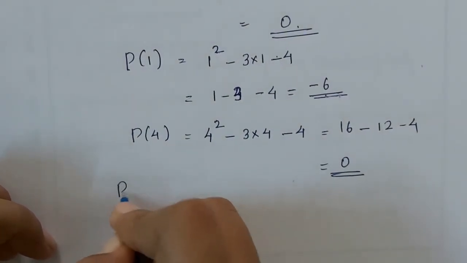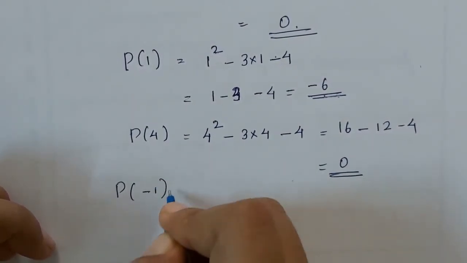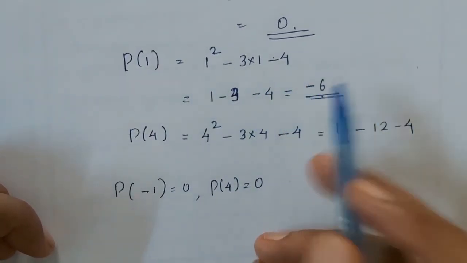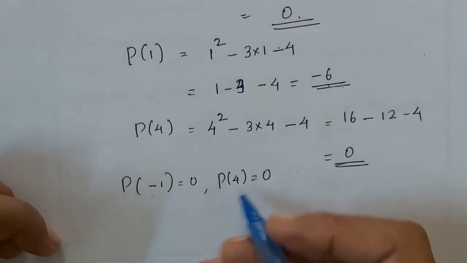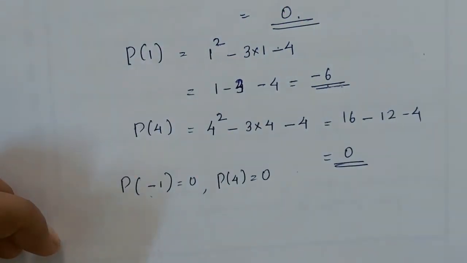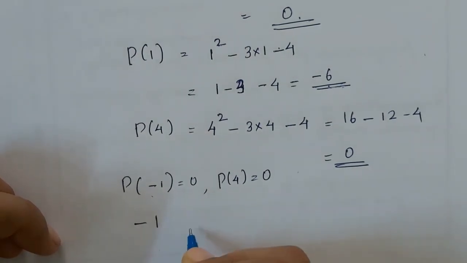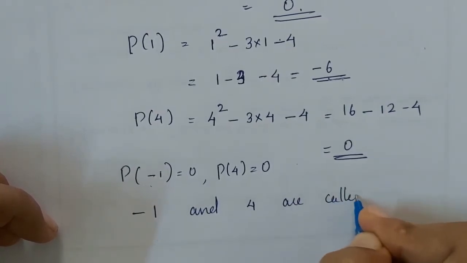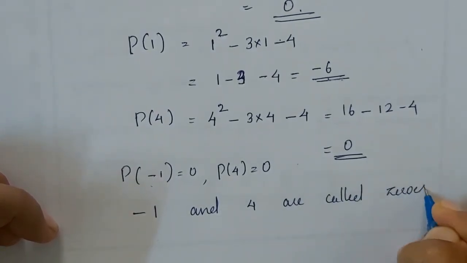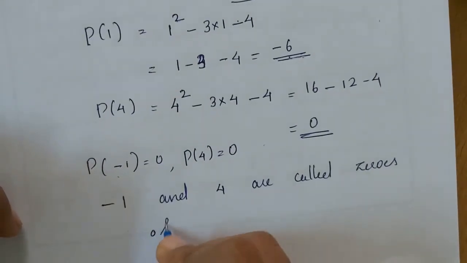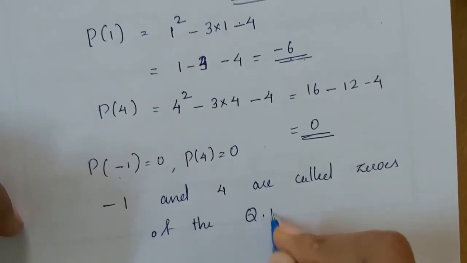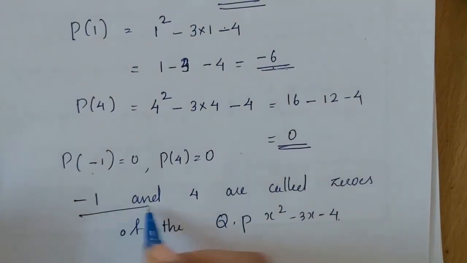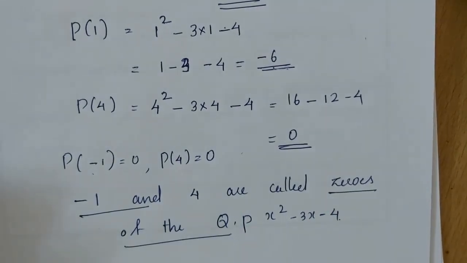Then we can say that p of minus 1 is equal to 0, p of 4 is equal to 0, but p of 1 is equal to minus 6. Here minus 1 and 4 give value 0 for the above polynomial. So we can say that minus 1 and 4 are called zeros of the quadratic polynomial x square minus 3x minus 4. Minus 1 and 4 are called zeros of the quadratic polynomial.